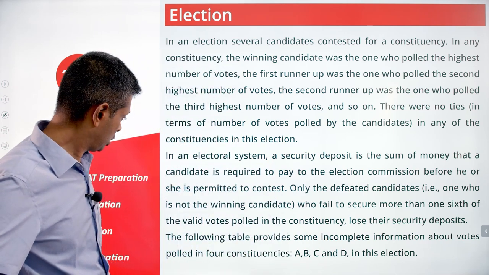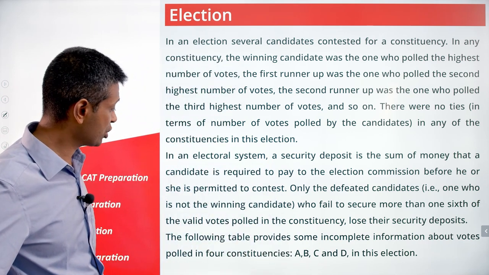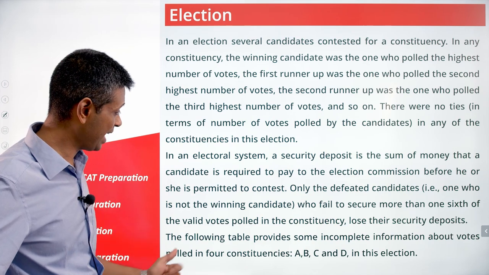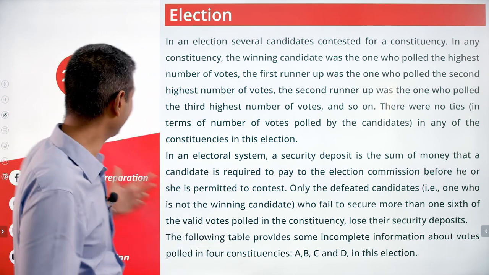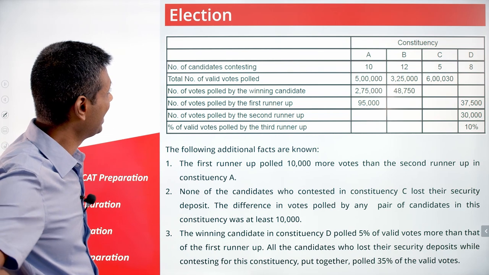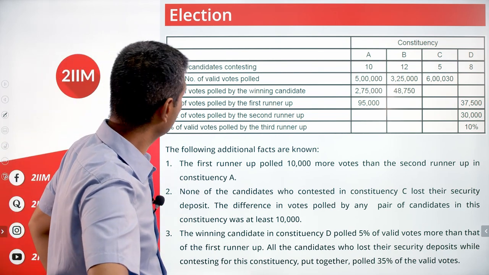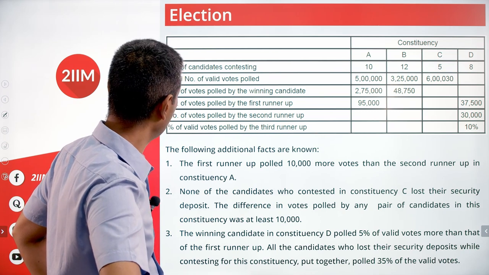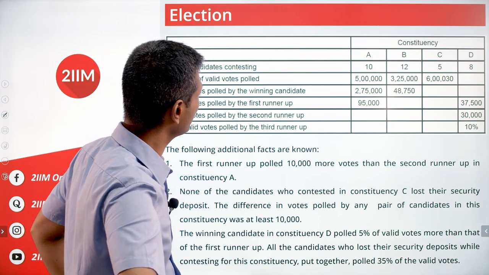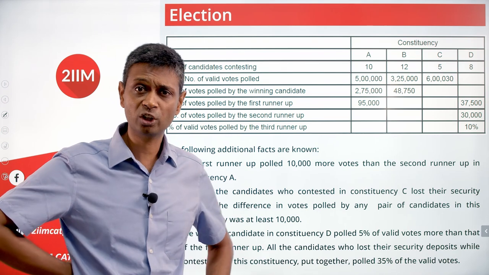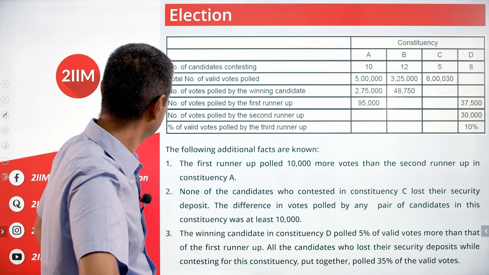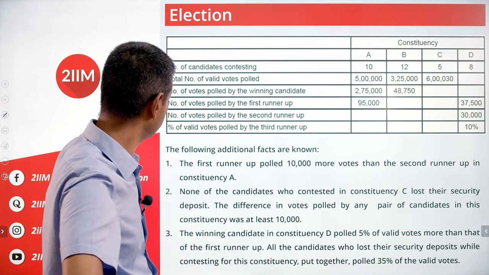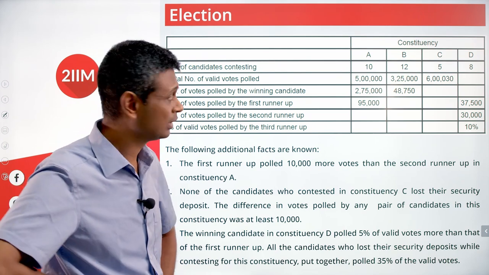The following table provides some incomplete information about votes polled in four constituencies, A, B, C, and D, in this election. Let's see that before we go further. In A, there were 10 candidates. The total number of votes polled was 5 lakhs. The winning candidate got 2.75 lakhs. He won by a massive margin, with more than half the votes. The first runner-up got 95,000. The second and third, we don't know.